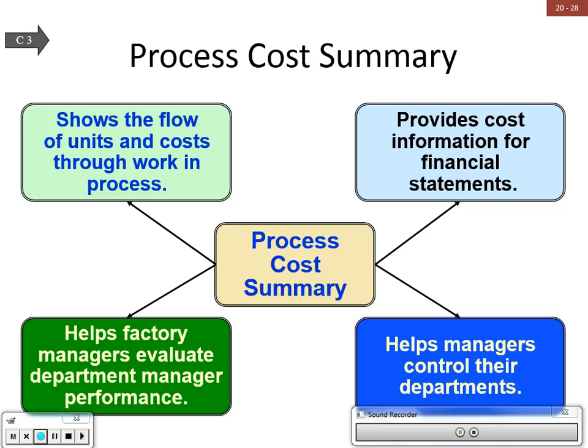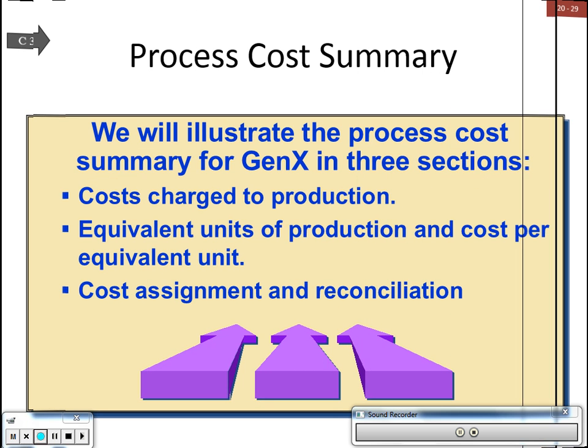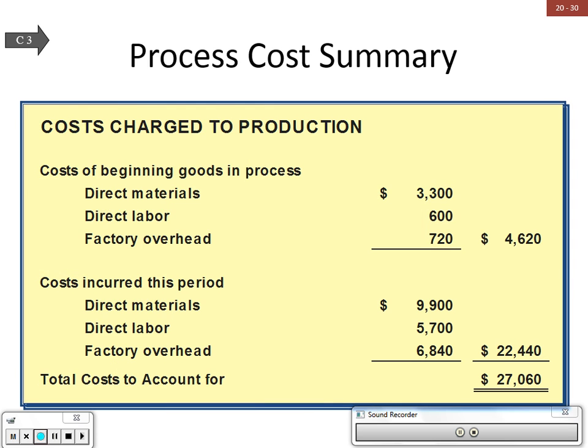Shows the flow of units and costs through work in process, so that means through every process you're showing allocation, and then helps factory managers evaluate department manager performance. If it's being broken down by processes and by departments, that's the only way that they can be evaluated based on what is actually produced. And then provides cost information for financial statements, which everything you do in accounting does, and help managers control their departments because it is broken down by processes per department.